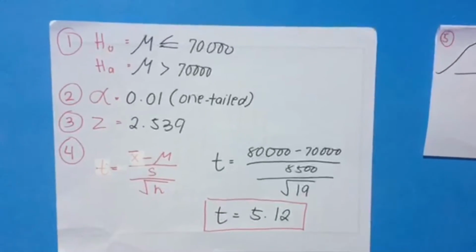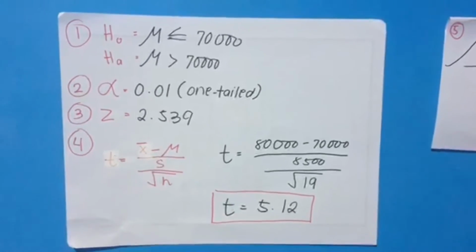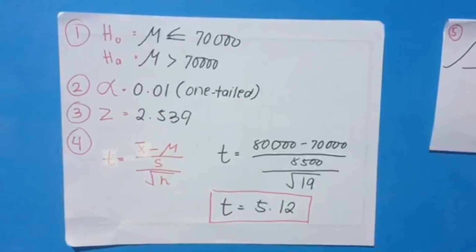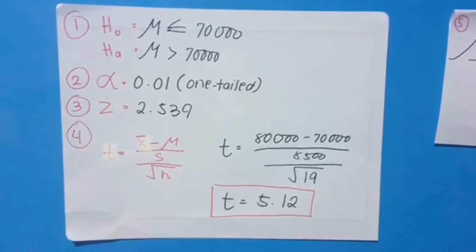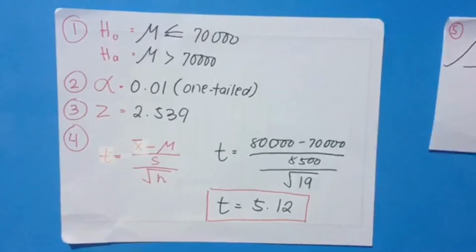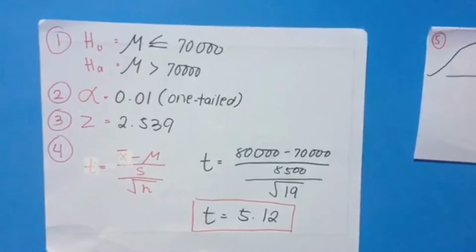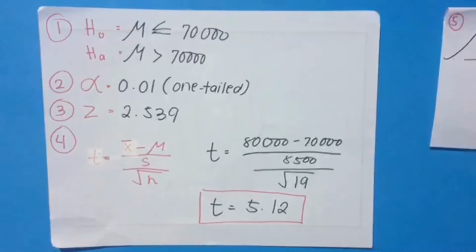First is, we write the hypothesis, so H0 is equals to M is greater than or equals to 70,000, HA is equals to M less than 70,000. Our second step is to write the alpha, 0.01. It is one-tailed because based on our given, it says that it is more than.